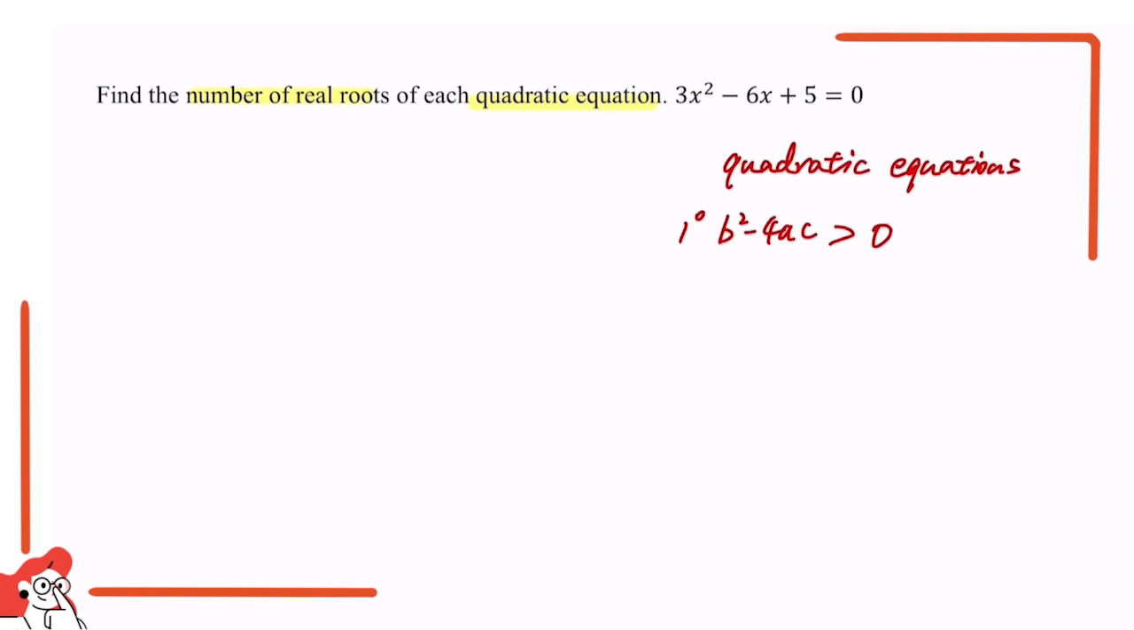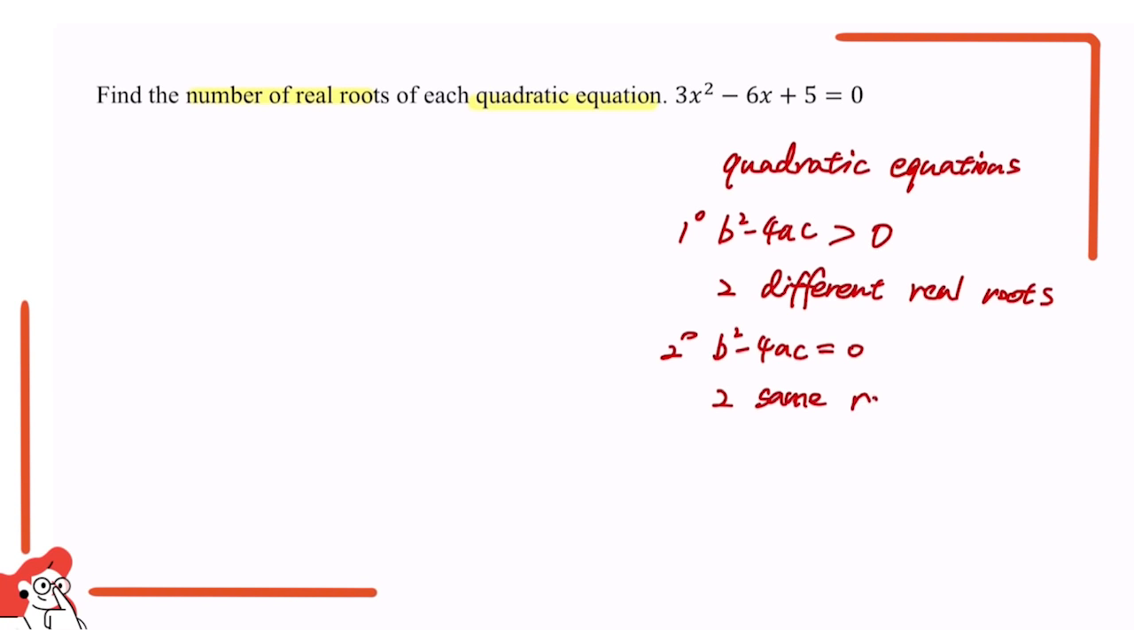So this will give us two different real roots. The second scenario is that b squared minus 4ac equals 0. Under this scenario, it has two same real roots. Our last situation is that b squared minus 4ac is smaller than 0. In this case, we have no real roots, 0 real roots. There are only imaginary roots.